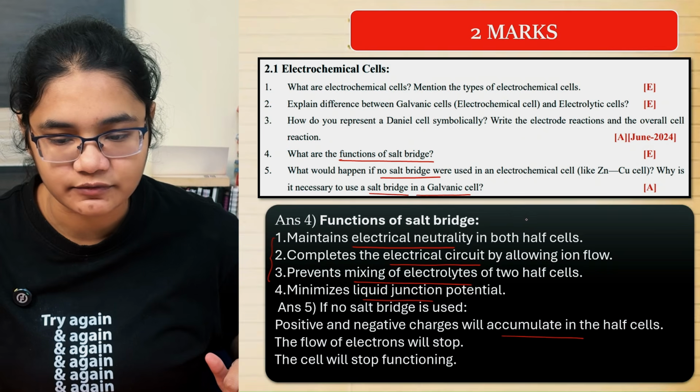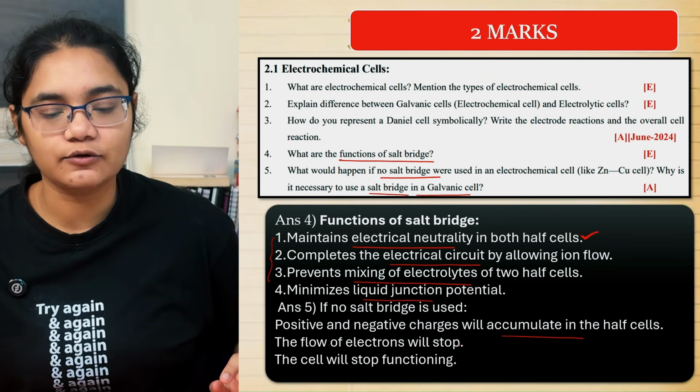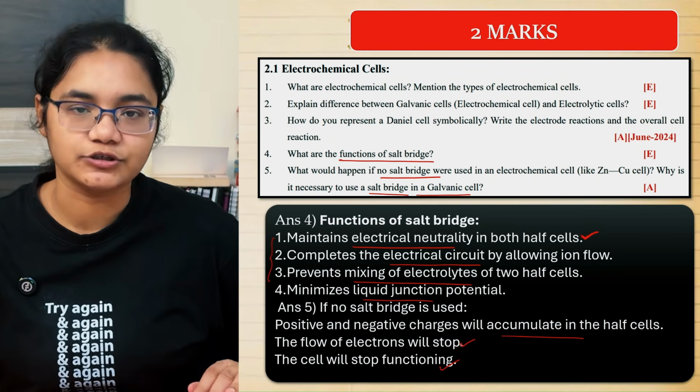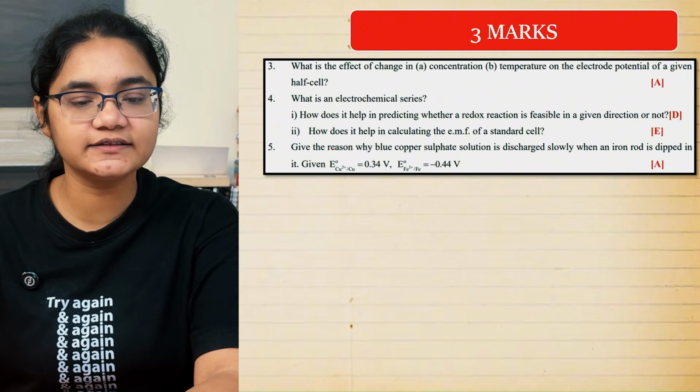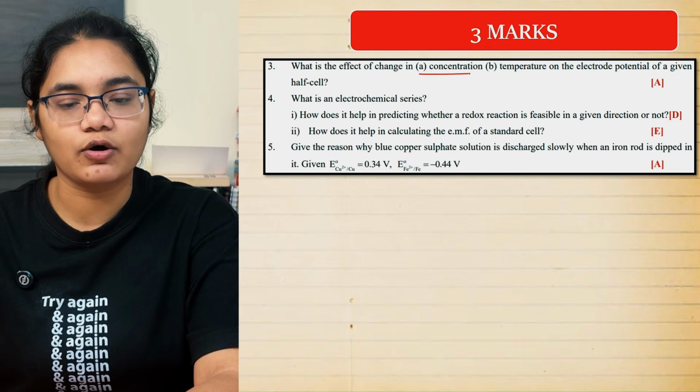This particular function, which is to maintain the electrical neutrality, that will not occur. As a result, what will happen? The flow of electrons will stop, and that is why the cell will stop functioning. Okay. Next, we'll go to, what is the effect of the change in concentration?